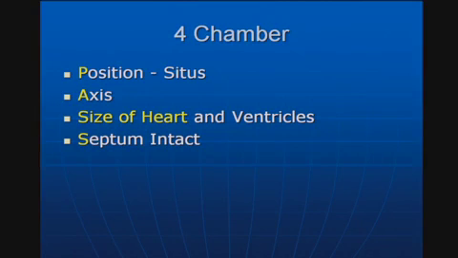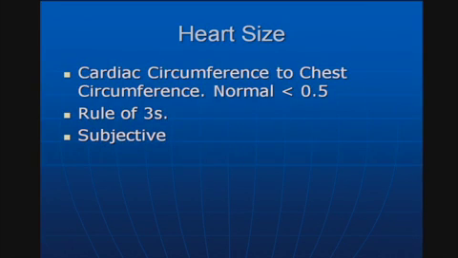Next, we'll look at the size of the heart, and then I'm going to look at the size of the ventricle. For the size of the heart, we can look at it subjectively, and that's probably as good as anything. I think the heart looks normal because I've seen a number of hearts over and over again. So I could say that heart size is about normal. We can use rules of 3, or we can use a cardiac circumference, where the cardiac circumference to the chest circumference should be less than about 0.5.